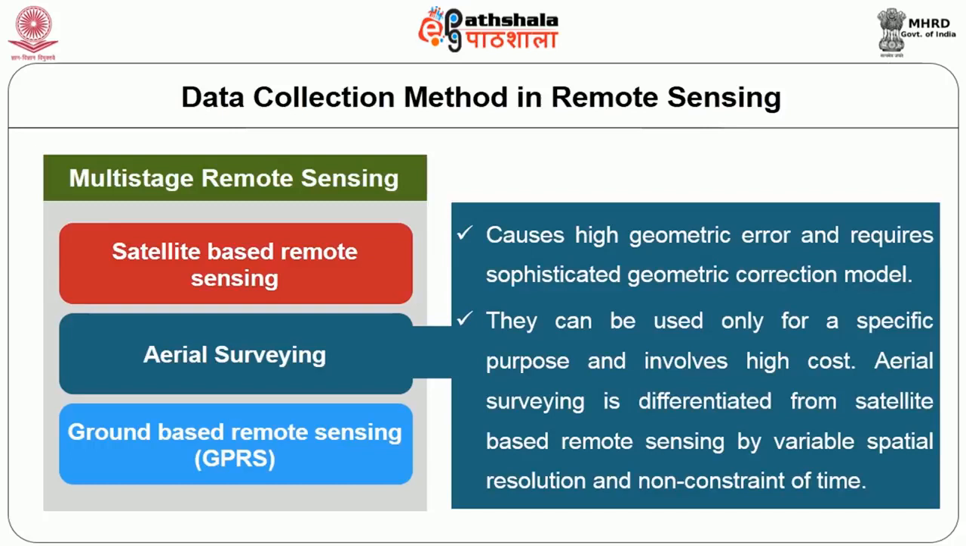I could say aerial surveying is a kind of bird's eye view which can give you a clear picture of what is exactly present down on the earth. But it cannot give the geometric values of exactly which latitude and longitude it is present at. So it needs some sophisticated geometric correction models in order to give you such a concrete result. This aerial surveying can be used only for specific purposes, and it involves a high cost, and it is differentiated from the satellite based remote sensing by variable spatial resolutions and non-constraints of time.